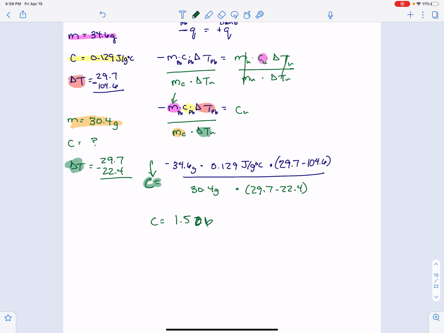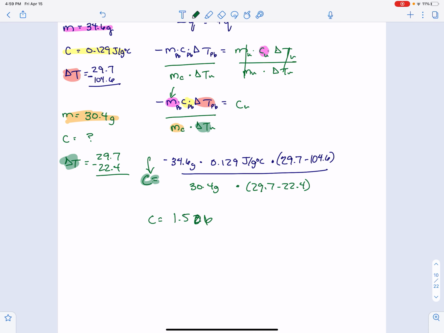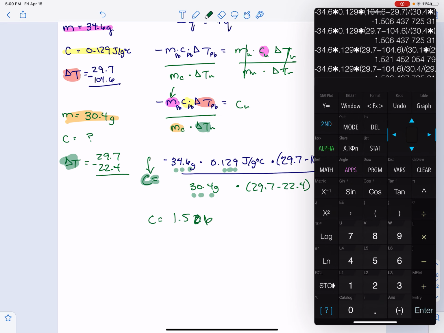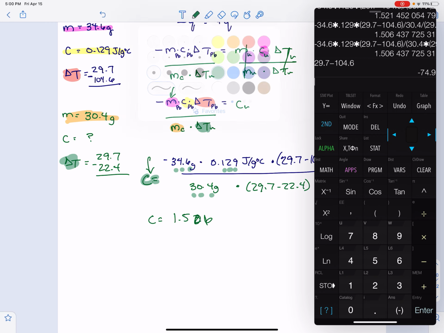Okay, and the other little bit is how do we figure out our sig figs? Right now, we've got 3 sig figs there, 3 sig figs there. Well, it's a constant, but that has 3 sig figs. And I know it looks like all these numbers should have 3 sig figs, but when there's a subtracting involved, you should check it. So I'm going to do that 29.7 minus 104.6 and write it over to the side. So this one is negative 74.9.